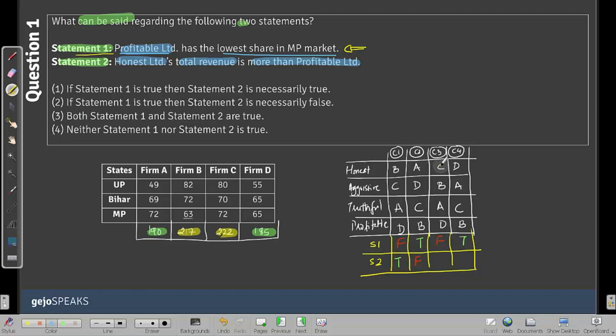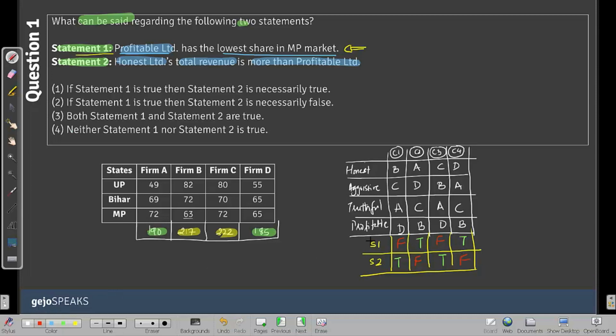And then look at the third statement. Is C greater than D? We have C to be 222, that anyway is the highest. D is 185, that's the lowest. So C is definitely greater than D. So that statement, ladies and gentlemen, is true. And let's look at the last case. Is D greater than B? D we have 185, and B we have 217. D is not greater than B. So for that case, that statement is going to be false.